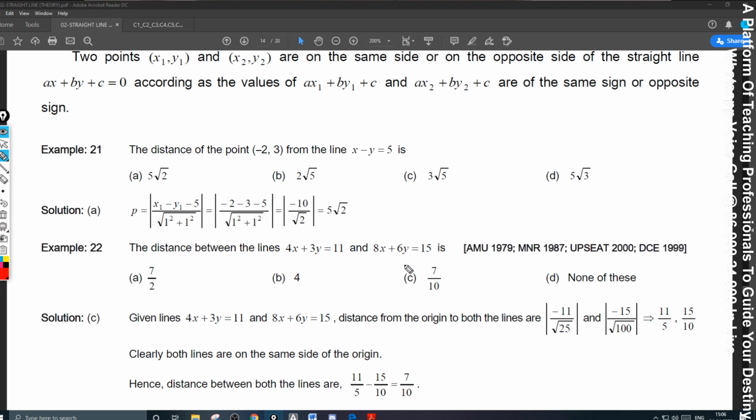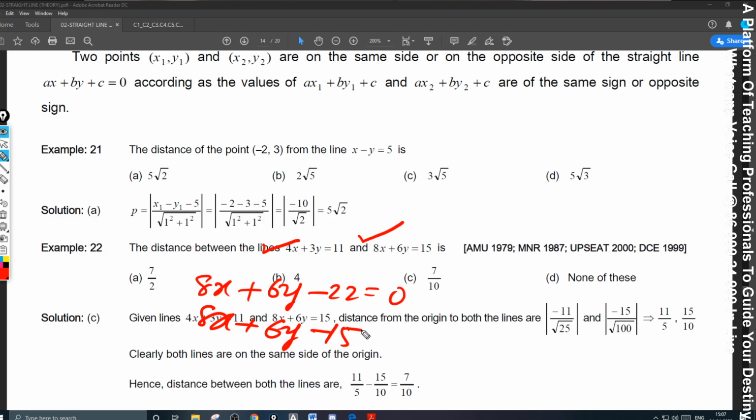Distance between the lines. This is what I discussed. Just observe these two lines, please. First line is 4x plus 3y is equal to 11. Second line is 8x plus 6y is equal to 15. The coefficients are not equal. You have to make them equal, multiply with 2. This is 8x plus 6y minus 22 equal to 0. This is 8x plus 6y minus 15 equal to 0.